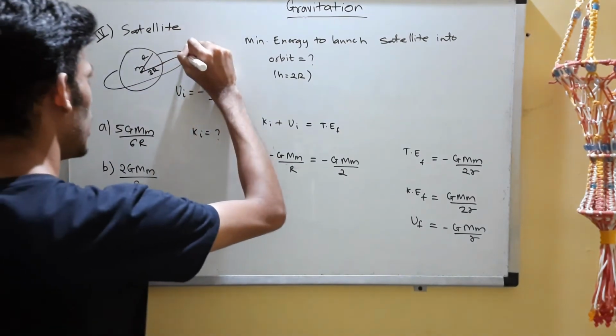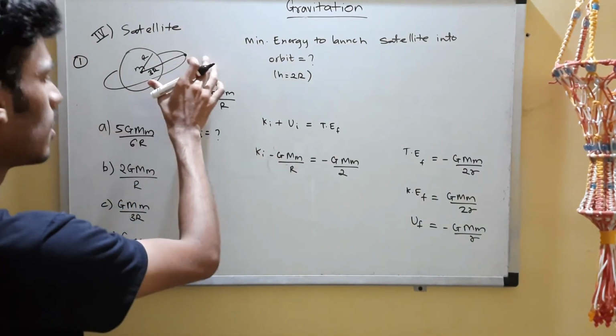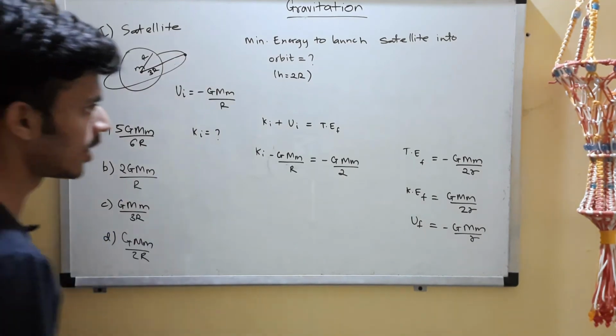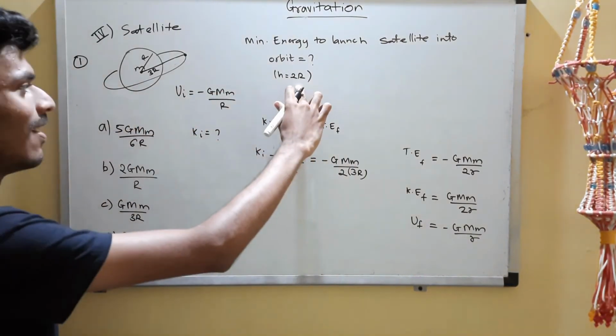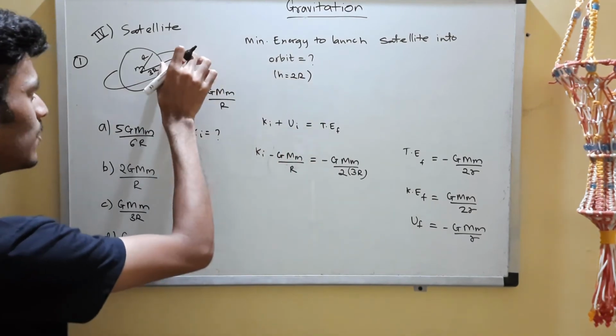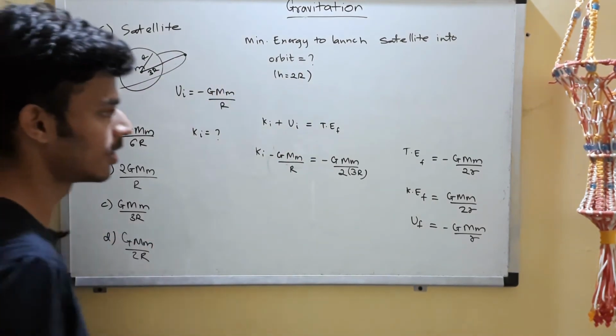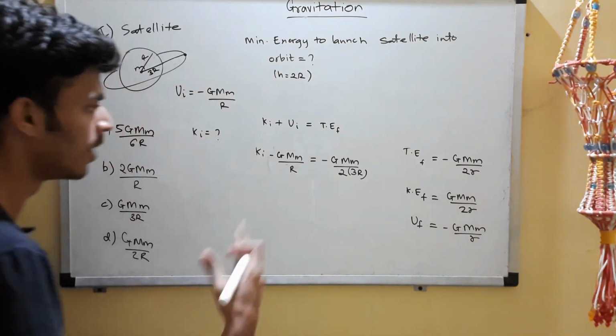Now finally the satellite will be over here, right? So the final distance from the center is 3R, not 2R, because this is height, and height is measured from the surface. This distance R is measured from the center.